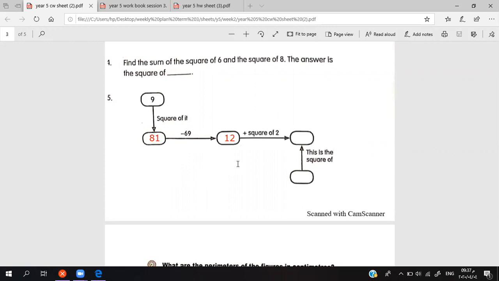okay? Plus the square of 2. What's the square of 2? 2 times 2 is 4. So the square of 2 is 4. So 12 plus 4 is what? 16. And then he's saying the number I'm gonna write here, this is the square of it. In number, the square is 16. It is 4 because 4 by 4 gives me 16.